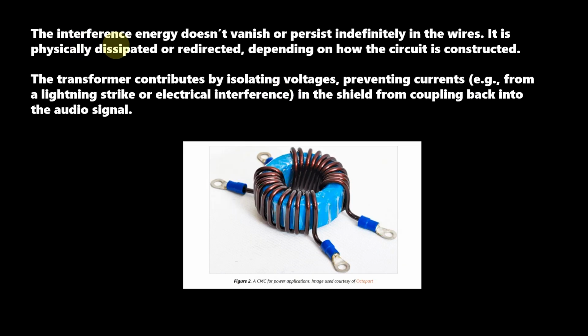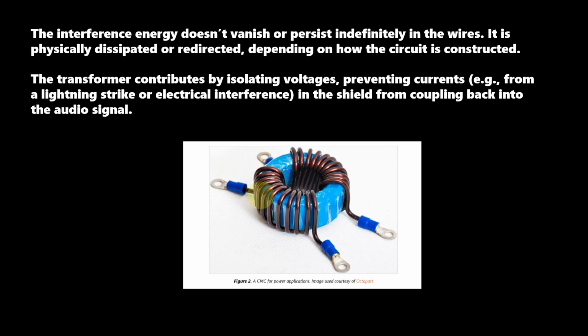So the interference energy doesn't vanish or persist indefinitely in the wires. It is physically dissipated or redirected depending on how the circuit is constructed. And that's one of my main things. Again, the lightning hits a wire and in 10 minutes I touch it. Why don't I get electrocuted? So the transformer contributes by isolating voltages, preventing currents, like from the lightning strike or electrical interference in the shield, from coupling back to the audio signal.